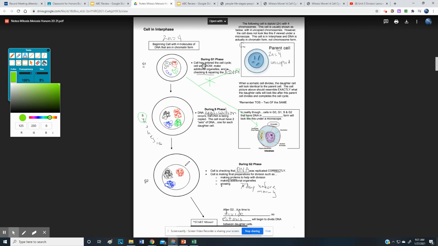And if it doesn't, we can have a problem. We could end up with a cell with mutated DNA. If the cell can't fix it, that could be bad news because that DNA can cause the cell to start to divide out of control.